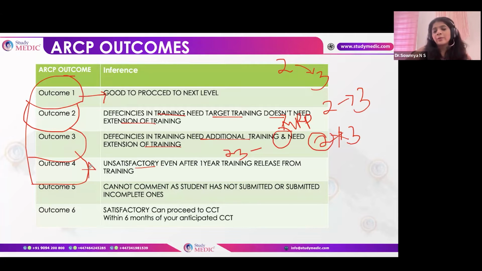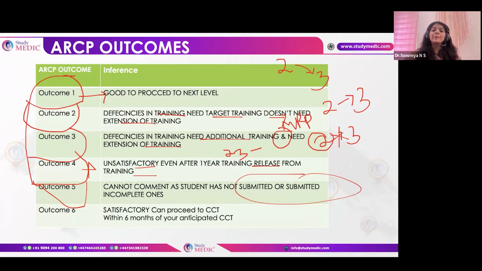This is the last one which they would be giving, which is outcome 4, that they are released from the training. This is definitely not a good thing to get. What is outcome 5? Outcome 5 is when your ARCP panel is not able to come to a decision because you have not submitted the correct documents. So you have to submit the documents required to get an outcome.